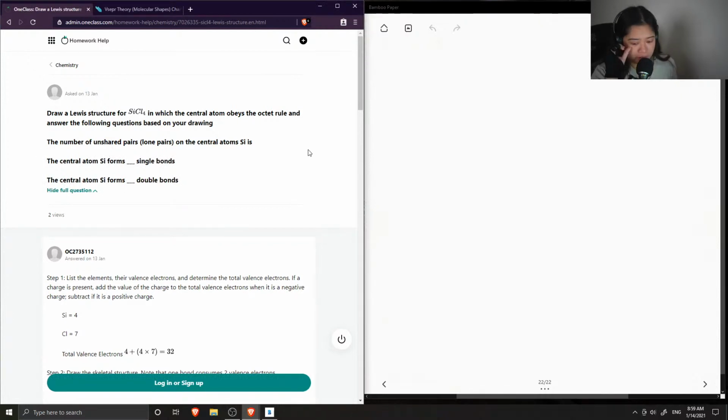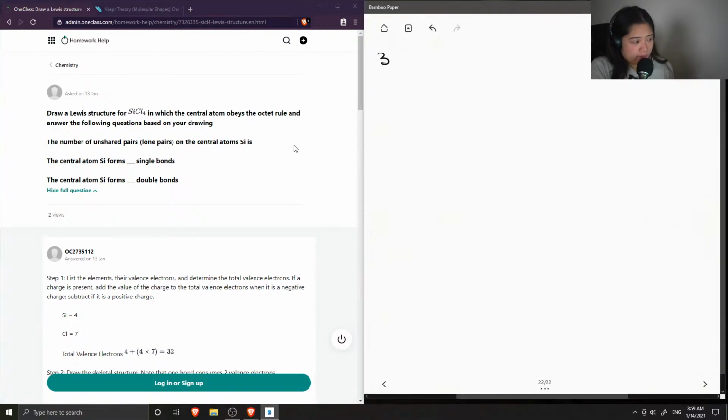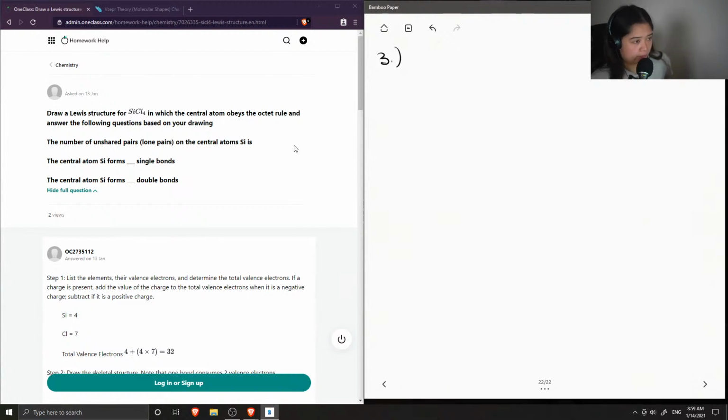Okay, so question 3 is a multi-step question. First, we need to draw the Lewis structure for silicon tetrachloride, in which the central atom obeys the octet rule, and answer the following questions based on your drawing. What's the number of unshared pairs on the central atom? The central atom forms this many single bonds and this many double bonds. So we just need to fill in the blanks.